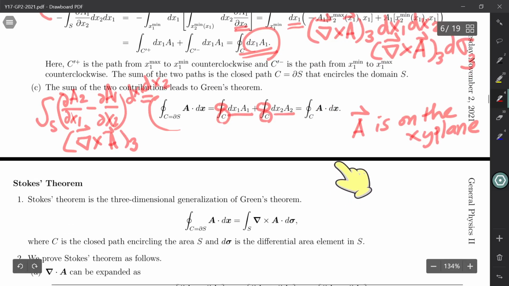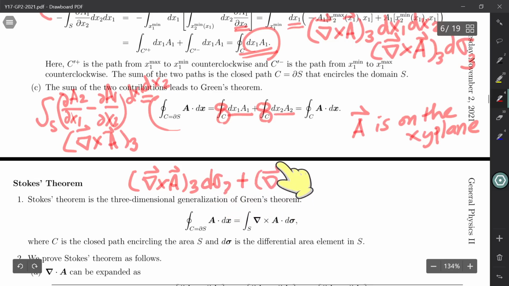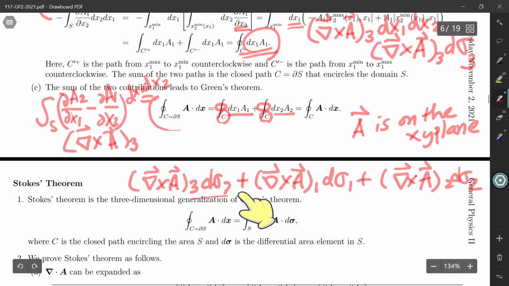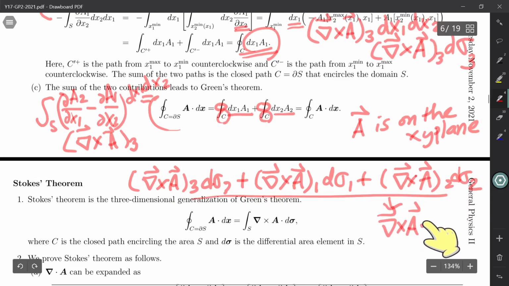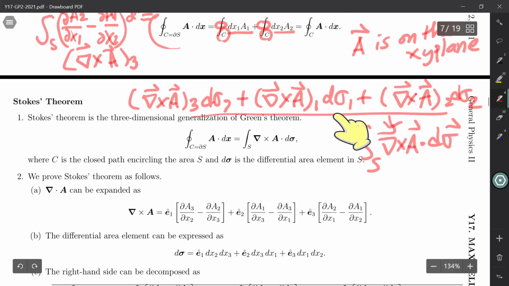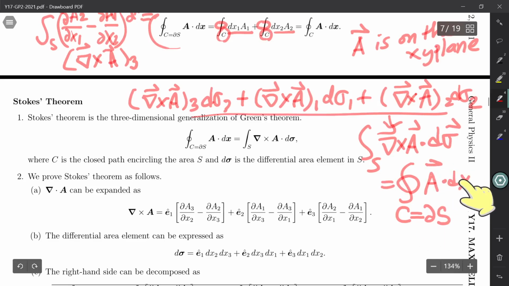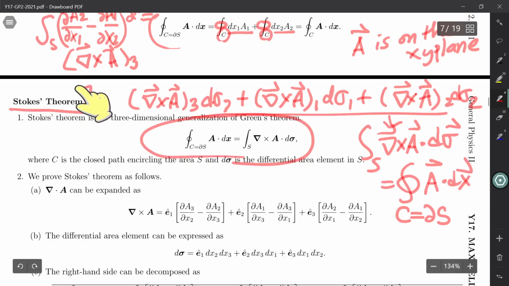So we can combine three components: the curl A's third component d sigma 3, the curl A's first component d sigma 1, the curl A's second component d sigma 2, and so on. In that case, this is just the curl A's scalar product with the arbitrary surface element, over a surface that is bounded by the closed curve, with the path being the boundary of the surface, A dot dx. So this generalization of Green's theorem is called Stokes' theorem.